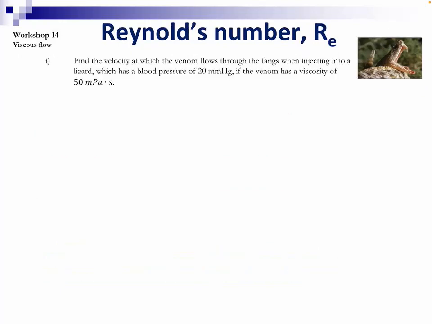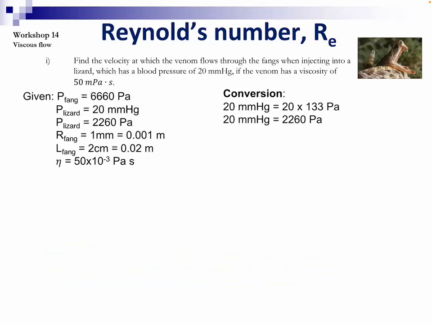Now the question: find the velocity at which the venom flows through the fangs when it bites into a lizard. So you essentially have the fang, with a pressure difference of 6660 pascals, and it bites into a lizard. The blood pressure of the lizard is 20 millimeters of mercury. The viscosity of the venom is 50 millipascal seconds. We want to find the velocity at which the venom flows. Let's sort out what's given.